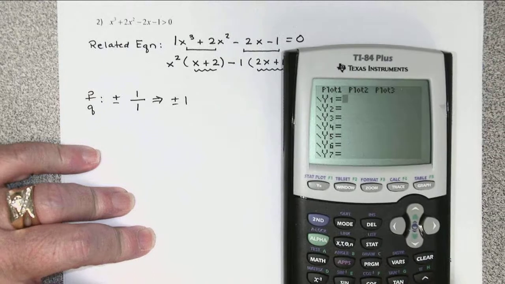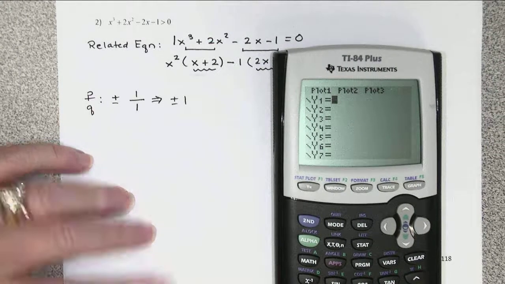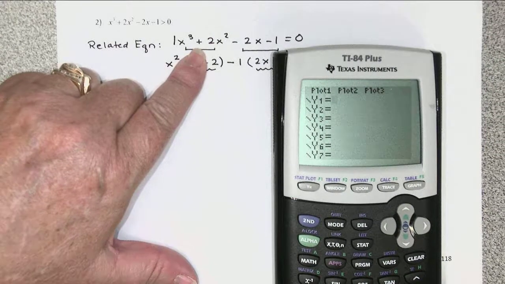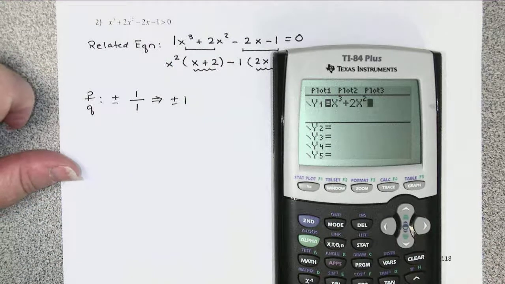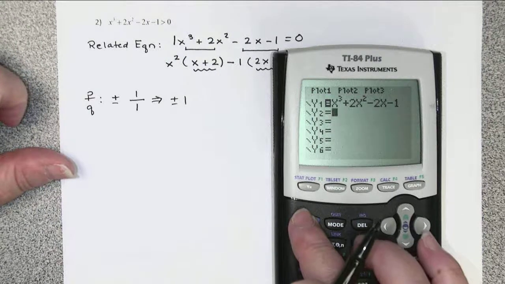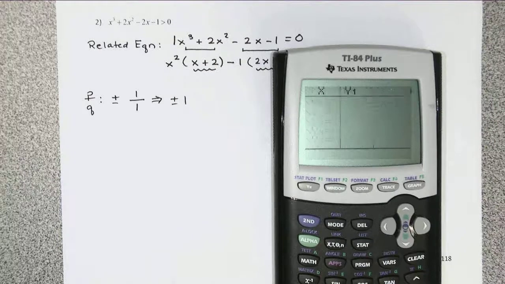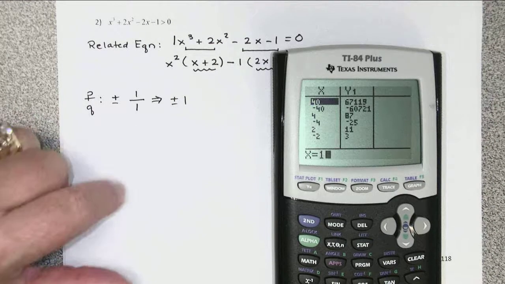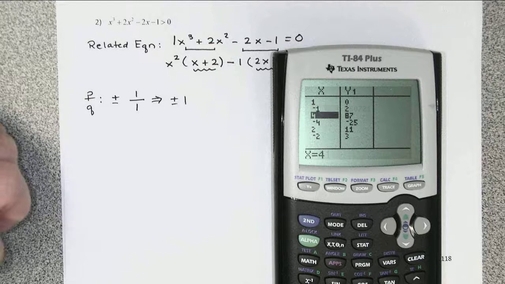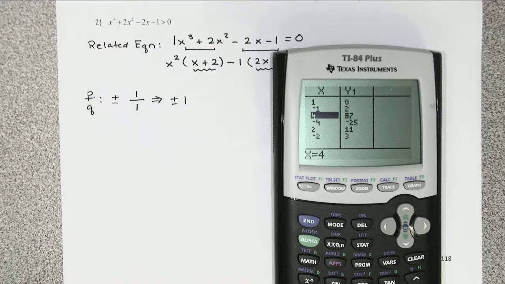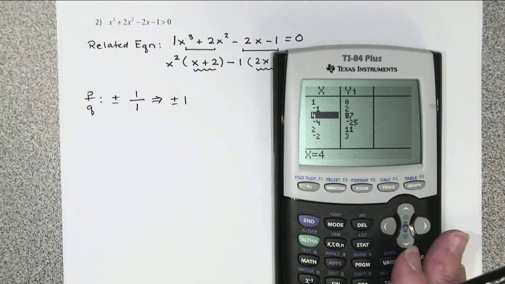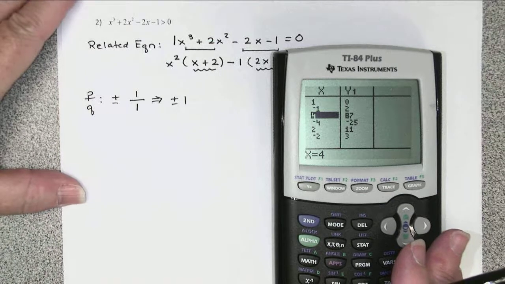I'm going to go ahead and put in the original polynomial here: x cubed plus 2x squared minus 2x minus 1. And then I'm going to check just using my table. 1 is a 0. Negative 1 is not. Right? We didn't get 0. So x equals 1, based on what the calculator is helping me figure out, is actually a 0 for this function.